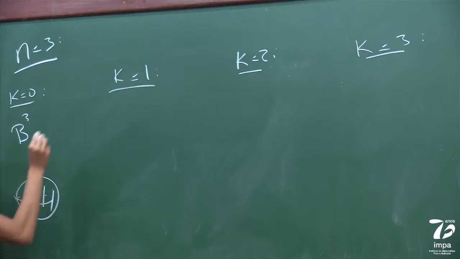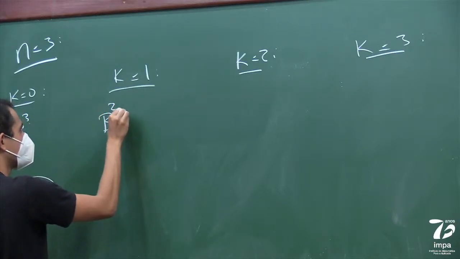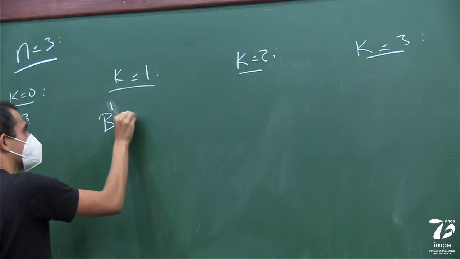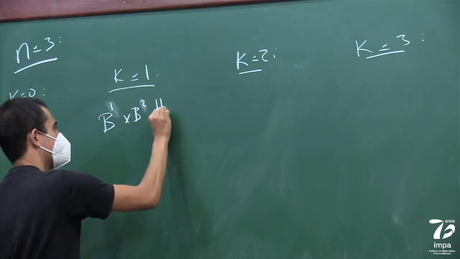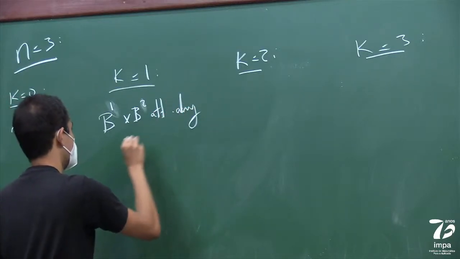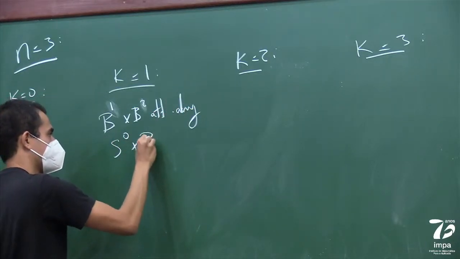For k equals 1, what we have is a B1 times a B2, that's attached along S0 times B2.